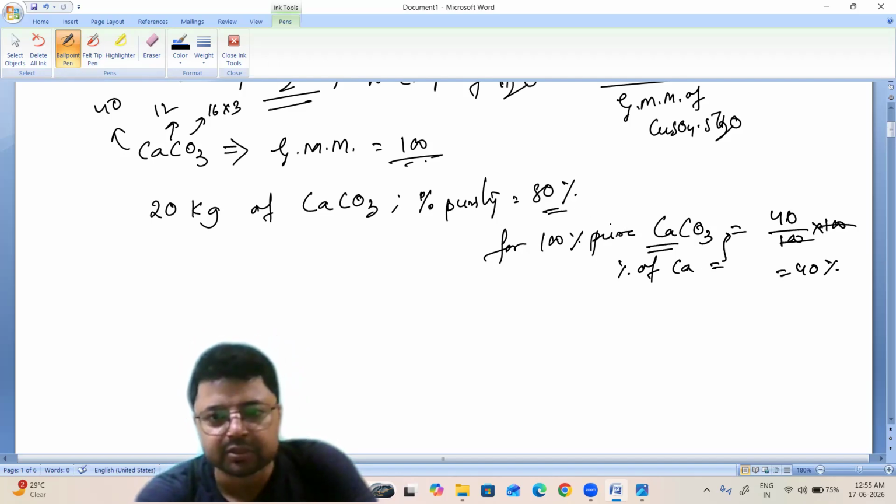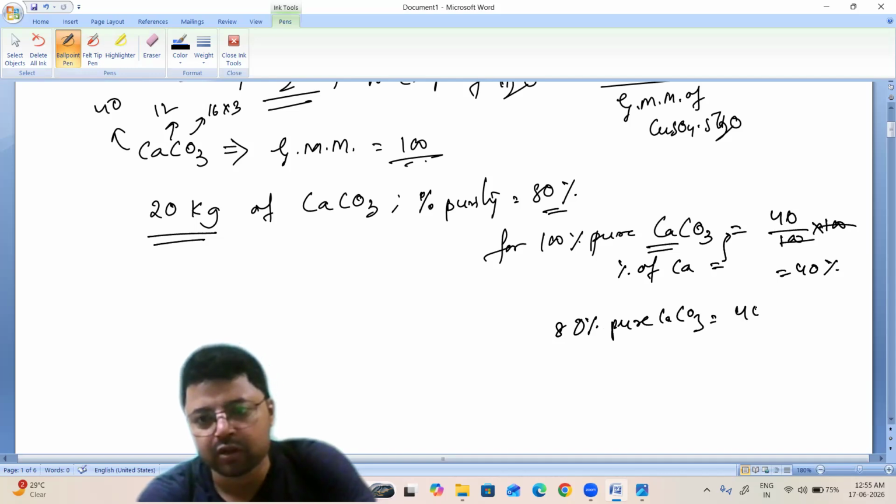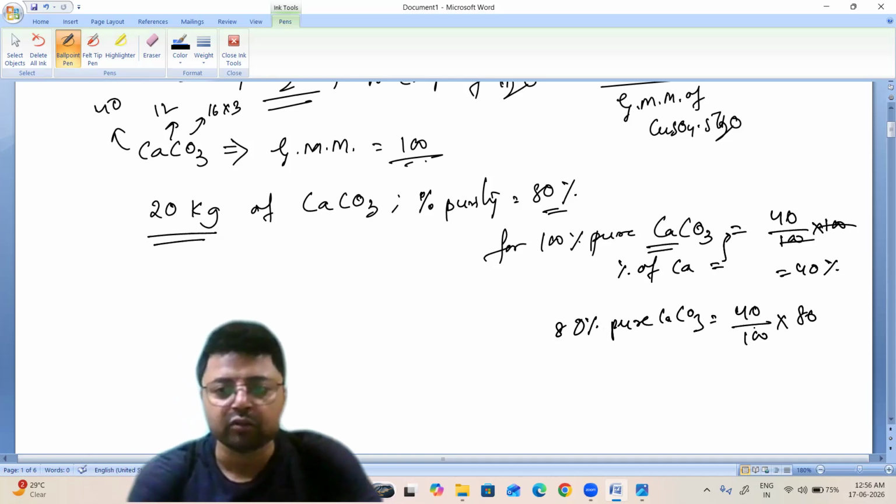Now, if it is 80% pure, you do not have to go for this 20 kg and other things. You just have to do for 100% is 40%. So if it is 80% pure calcium carbonate, it is 40 over 100 times 80.